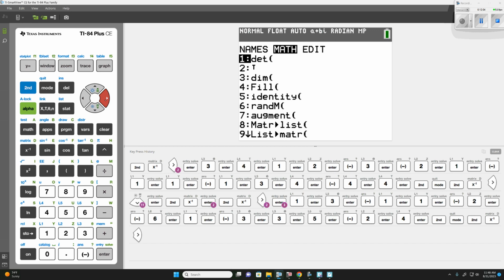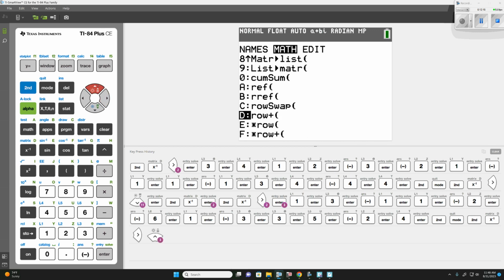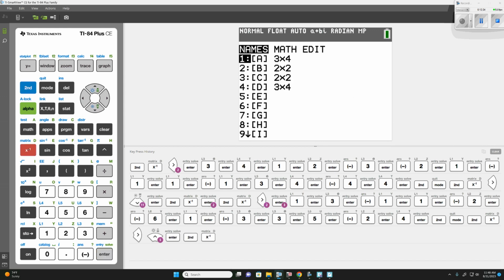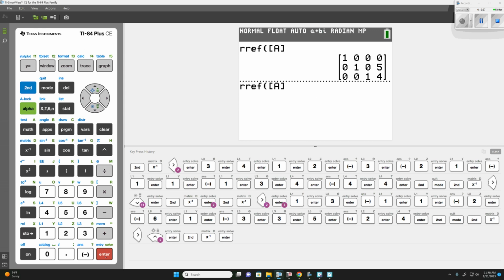So second matrix. Now we need RREF. Yep. And once you get there, hit enter. Now we need our matrix. So we go second matrix, A. Enter. And the last row is 2, 0, 1. Yes? So our answer is 2, 0, 1.